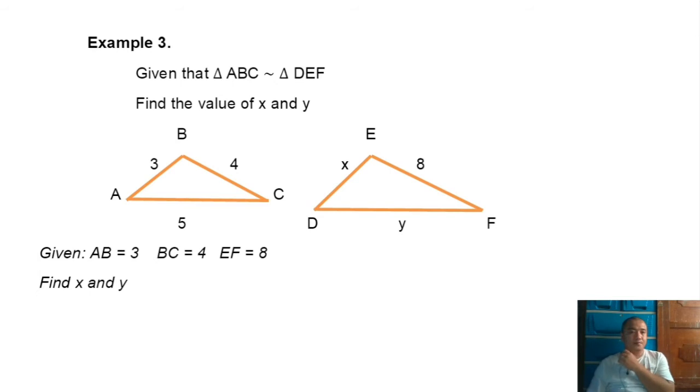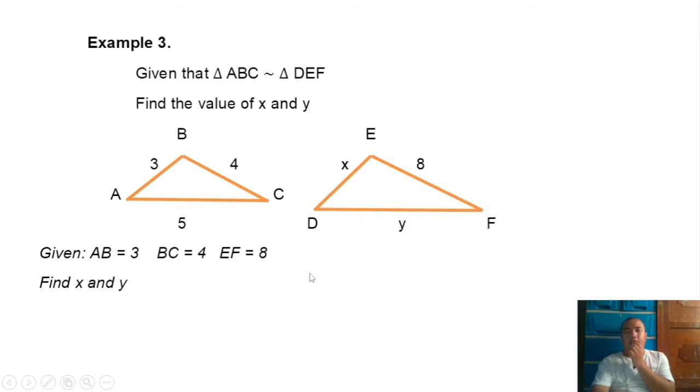Example: given that triangle ABC is similar to triangle DEF, find the value of x and y. Triangle ABC, what are the sides? 3, 4, 5. And for triangle DEF, what are the sides? x, 8, y. What is the length of x? What is the length of y?